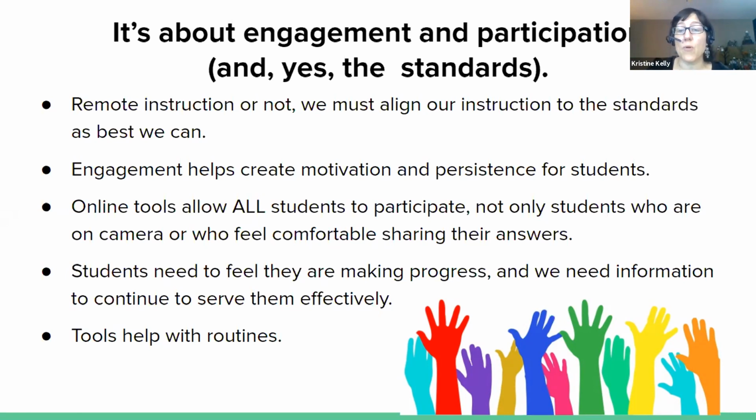Students need to feel they're making progress. And we need information to continue to serve them effectively, all the ways we can get information. Again, I guess I never really thought about how much information I get just being face-to-face with students, that ability to be able to walk around and look over their shoulders, for example. And tools help with routines. I've built some pretty good routines that my students are getting very used to with some of these tools.